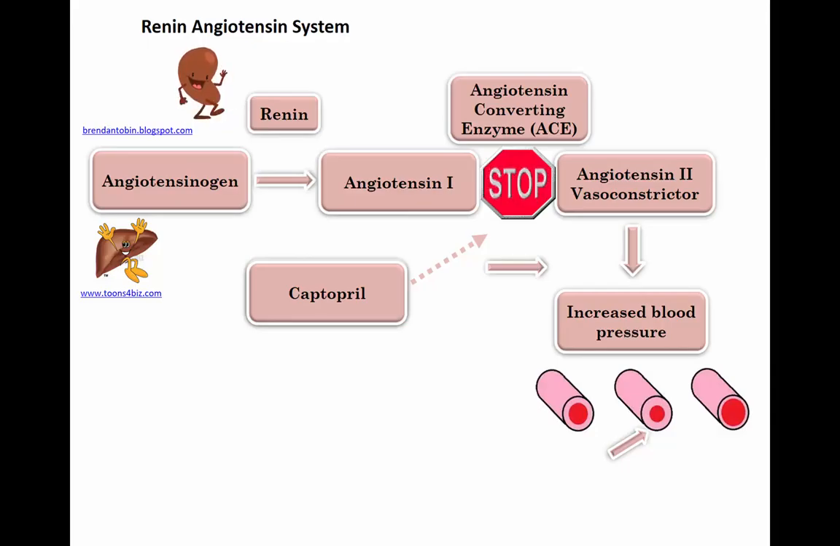But some people with high blood pressure have a very active system, a hyperactive system. That means they constantly produce a lot of this enzyme and a lot of this renin here. So they're always producing a lot of the angiotensin 2, which results in really very constricted vessels and a high blood pressure.